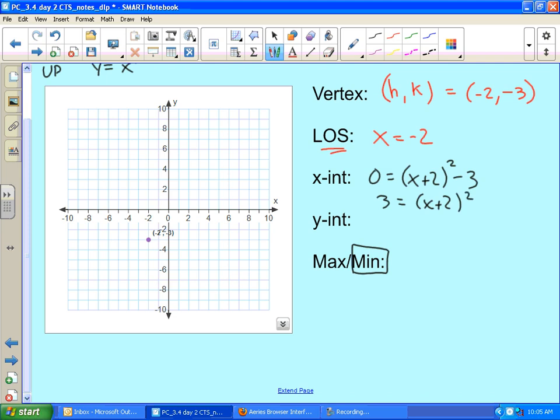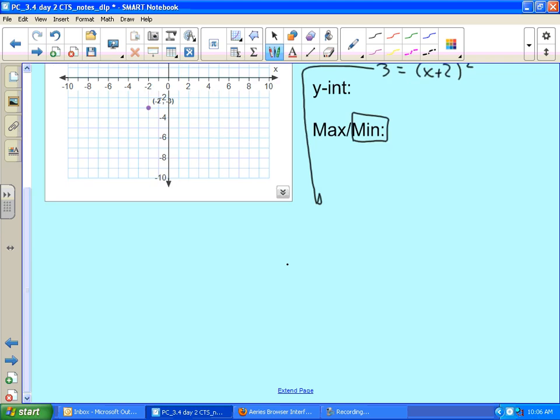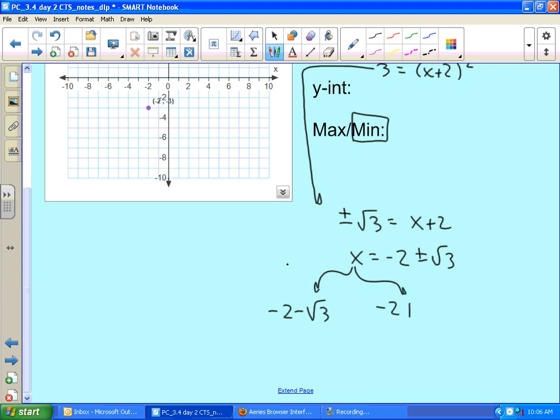Then I square root both sides, and we're going to have to go down here because I didn't have enough room. And we're going to get plus or minus the square root of 3 is equal to x plus 2. And then I go x equals negative 2 plus or minus the square root of 3. There they are. There are your two x-intercepts. One of them is negative 2 minus root 3, and the other one is negative 2 plus root 3.